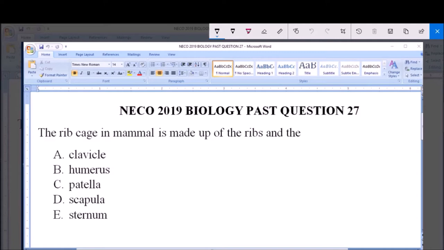I will be answering NECO 2019 biology past question 27. The rib cage in mammal is made up of the ribs and D. A. Clavicle, B. Humerus, C. Patella, D. Scapula, and E. Sternum.